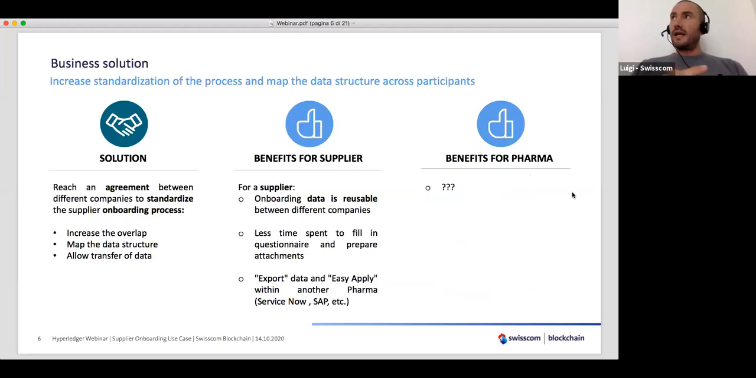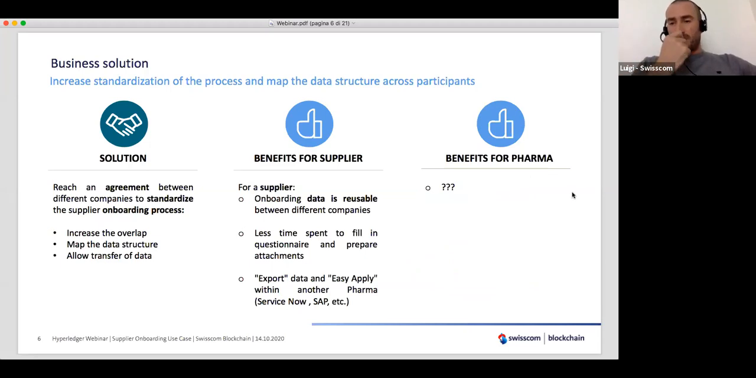And so we thought, why then don't we try to standardize this particular aspect? Why don't we try to have a clear mapping of the questions that are part of this process, so each pharma would be capable to easily map answers that are already provided to someone else? And that was more or less the idea behind.